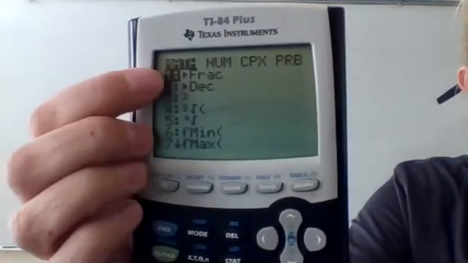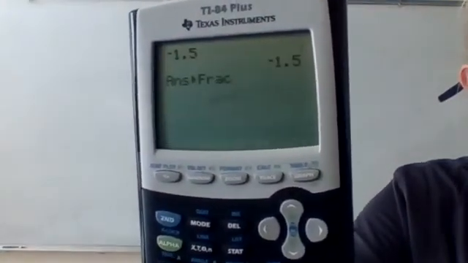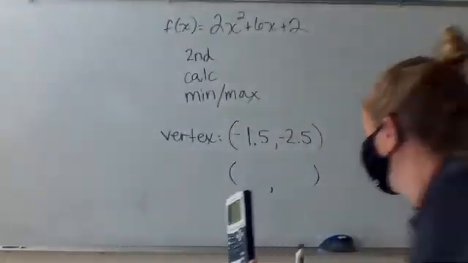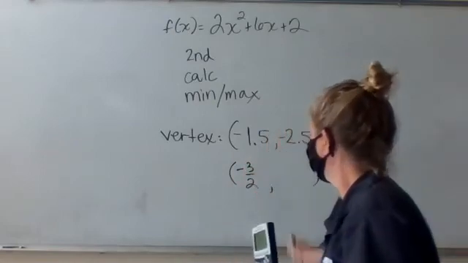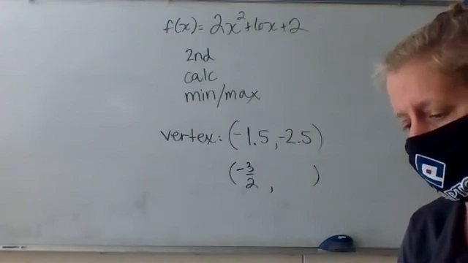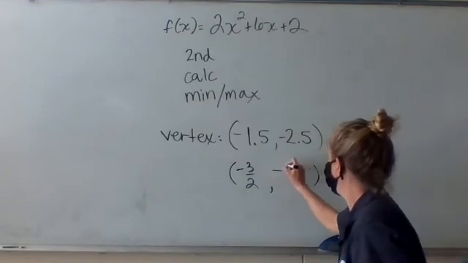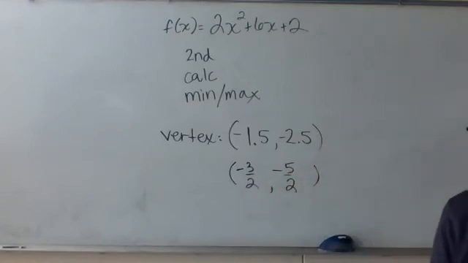So remember, if you want to turn your decimal into a fraction, just hit the math button. And do you see what number 1 is? That means turn my answer into a fraction, and hit enter twice. So that's going to be negative 3 over 2. And then do the same thing with the negative 2.5. So negative 2.5, math, enter, which gives you negative 5 over 2. So that's what it's going to want you to type your vertex in as.